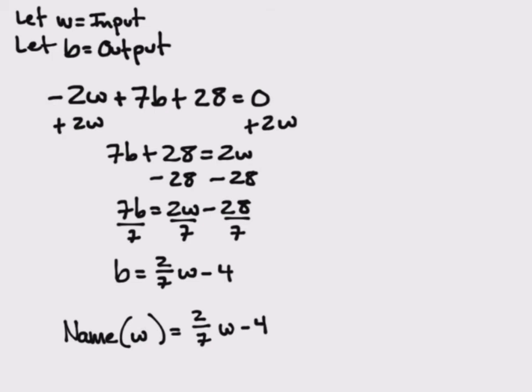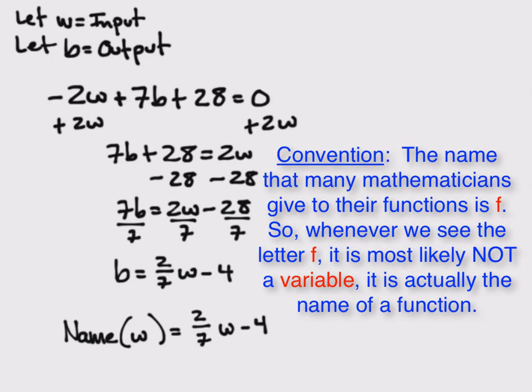Now, so far, we've named our functions nice things like Betsy and George and Bob and Ernest. But the name for a function that many mathematicians use is f. So let's practice using that function name right now. So we would call this function f, and we would write this as f of w equals 2/7 w minus 4.